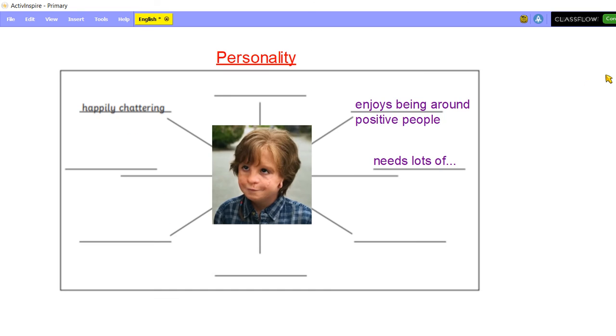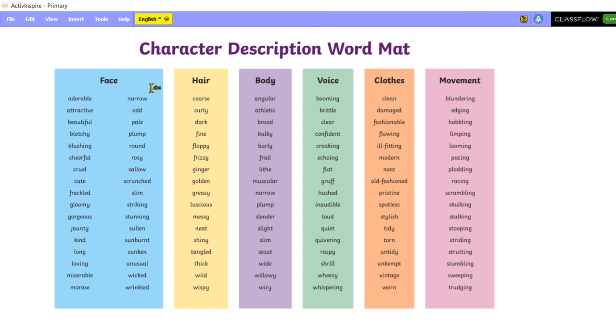So let's whiz back to look at, right, we've talked about his hair very quickly. We haven't really talked about his face. We've talked a bit about his clothes. We haven't said much about his voice or body or movement. So we'll include all of those in a second.